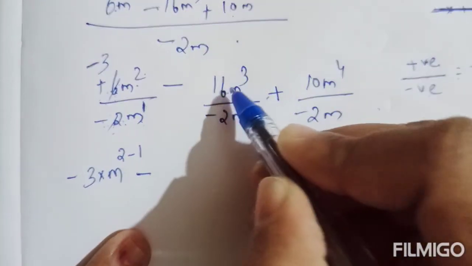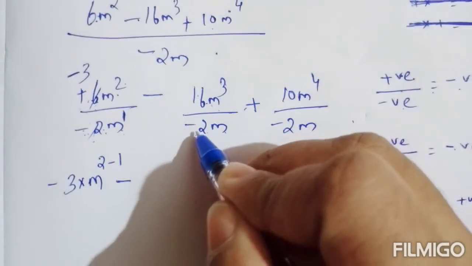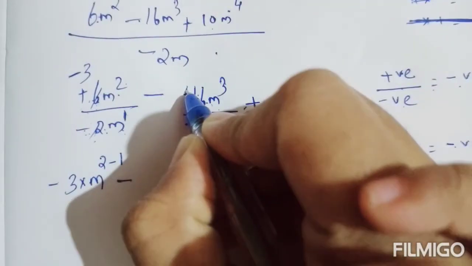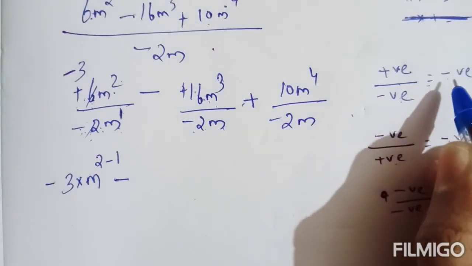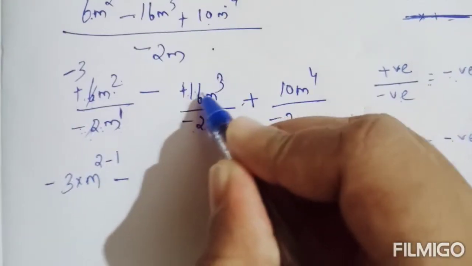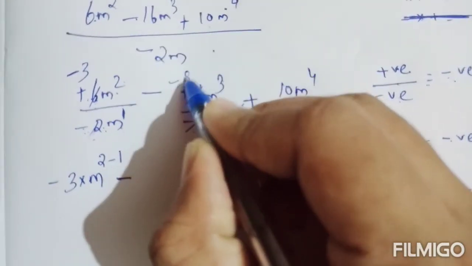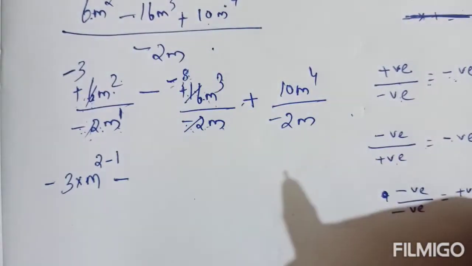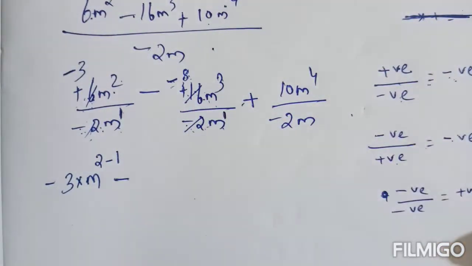Minus, next term 16m cube by minus 2m. So 16 by minus 2. A positive number divided by a negative number gives a negative number. So 16 by minus 2: 16 by 2 is 8, and positive divided by negative is negative, so negative 8. Then m cube and m raised to 1 you can divide, because they are exponents having the same base. You can use the quotient law.